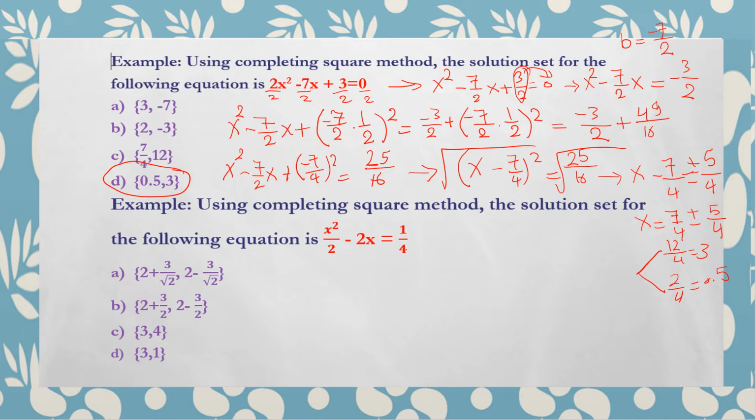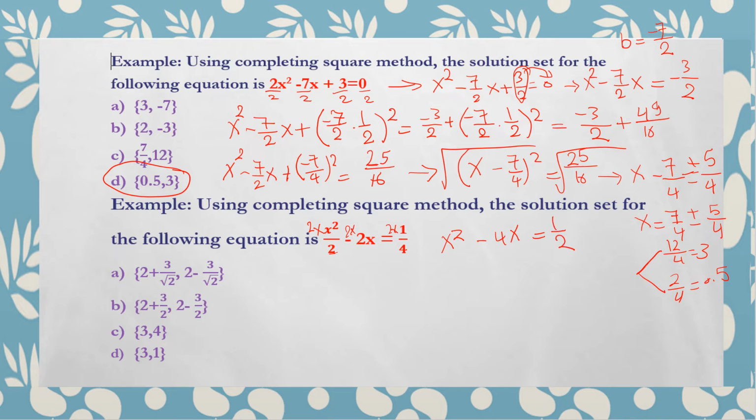Another example, using completing square method, the solution set for the following equation is: the first step is to divide all terms by half, or multiply with 2 in order to get rid of the 2 in the denominator. So 2 times x squared and 2 times 2x and 2 times quarter gives us x squared minus 4x equals half.